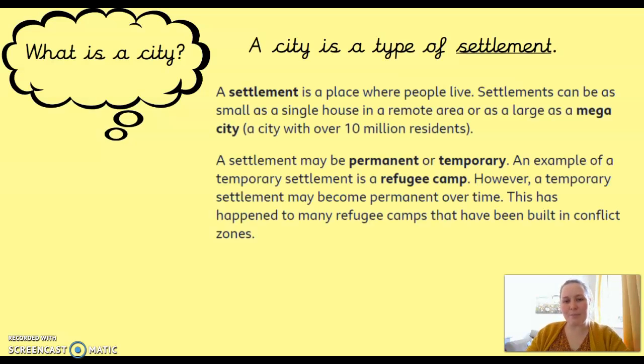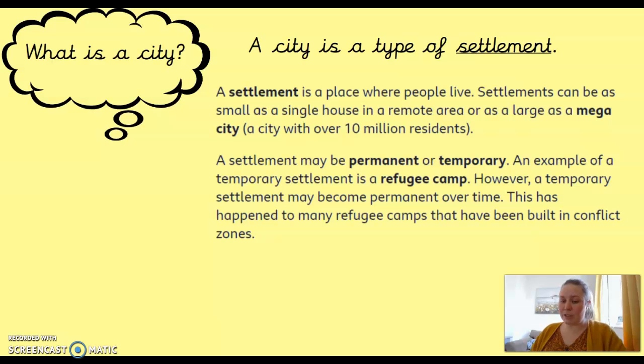So a city is a type of settlement. Now a settlement is anywhere where people are living. Okay, they can range from being small, a single house with people living in it, a small village, a town, up to a city. And a settlement can be permanent or temporary.